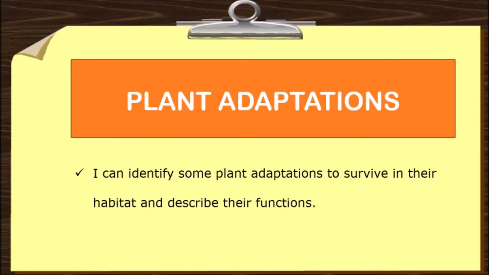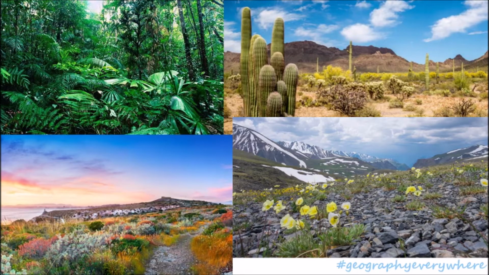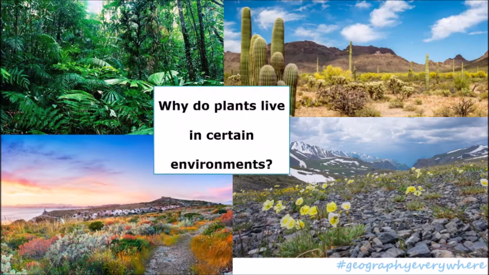So, let's start. Look at all these different kinds of habitat. There's a rainforest, desert, Mediterranean climate, and even a cold climate. Why do plants live in certain environments? And how can plants live in such different environments?